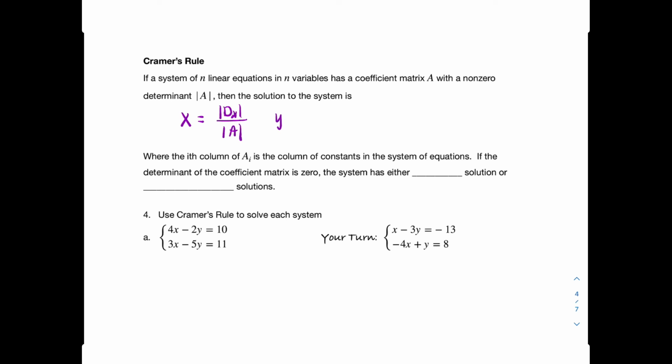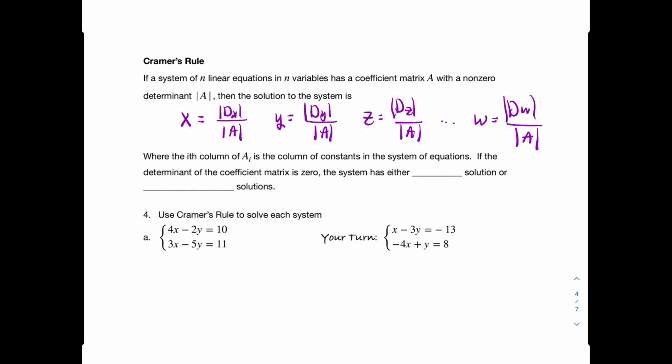Well, the determinant of x is found by the determinant of the x values divided by the determinant of the coefficient matrix. Y is equal to the determinant of the y divided by the determinant of the coefficient matrix. And z is equal to the determinant of z divided by the determinant of the coefficient matrix. And this repeats for all variables that you have in the matrix, however many that you have.